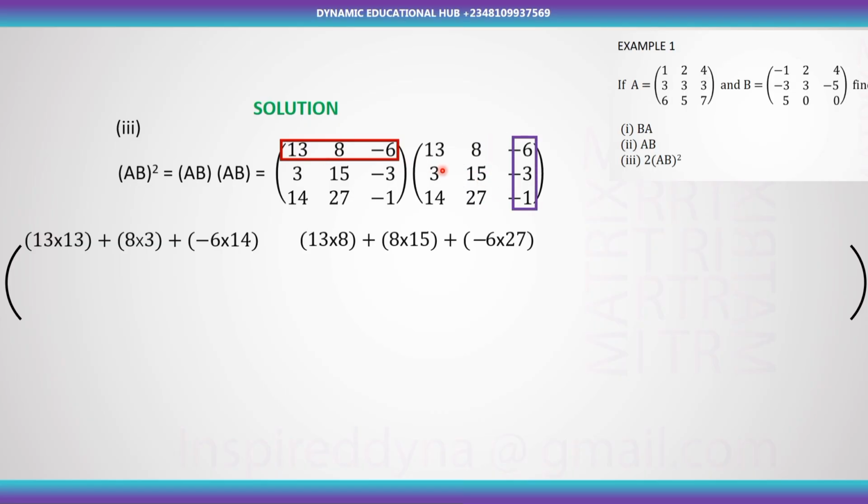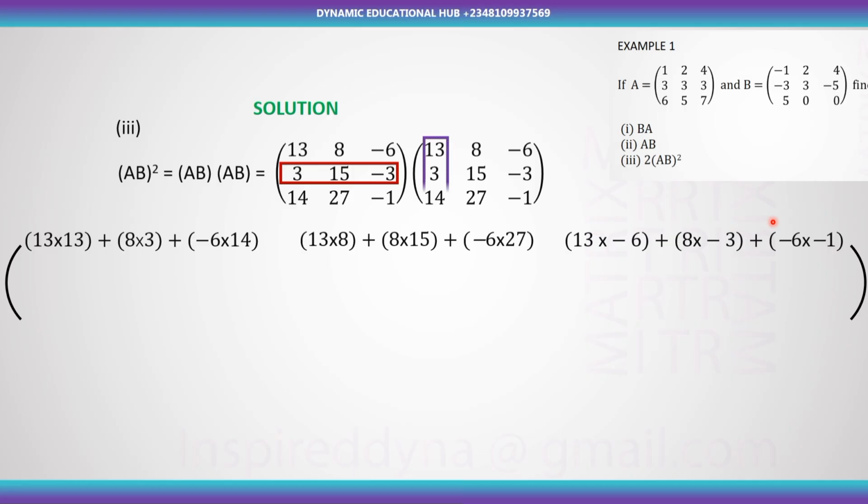We move to the next one. We have 13 multiplied by 6 plus 8 multiplied by minus 3 plus minus 6 multiplied by minus 1. What we have here, we are done with the first row. Move to the next row.